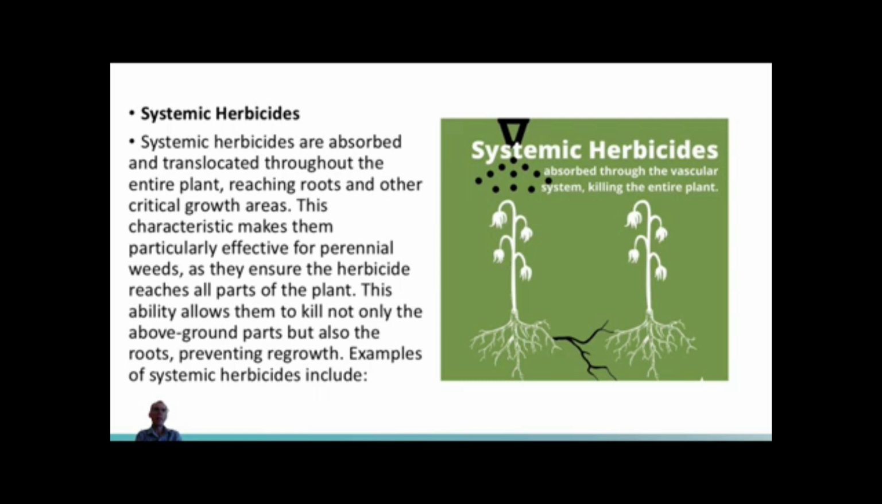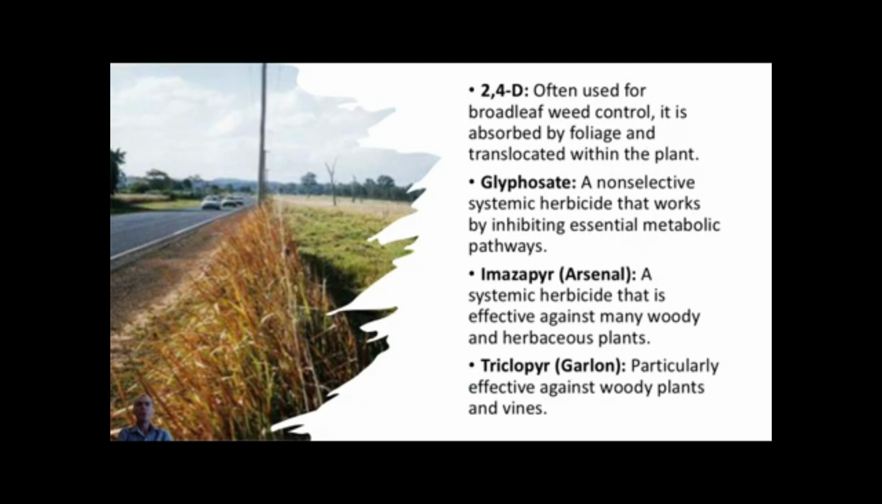Examples of systemic herbicides include 2,4-D, often used for broadleaf weed control. It is absorbed by foliage and translocated within the plant. Glyphosate, a non-selective systemic herbicide that works by inhibiting essential metabolic pathways. Imazapyr, Arsenal, a systemic herbicide that is effective against many woody and herbaceous plants. Triclopyr, Garlon, particularly effective against woody plants and vines.